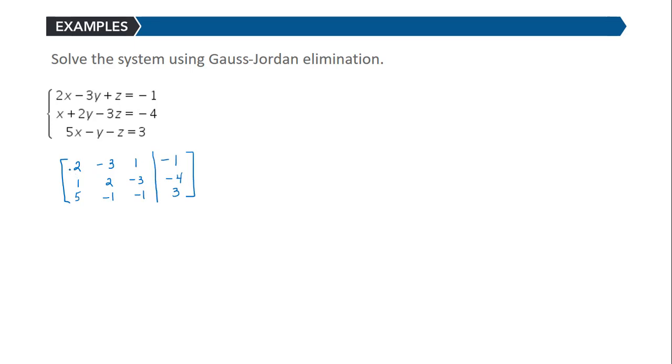Our first goal is to get a 1 in the first row, first column. I see that there's a 1 in the second row, first column, so I can interchange those rows to get a 1 in the position that I need it. So we're going to interchange rows 1 and 2.